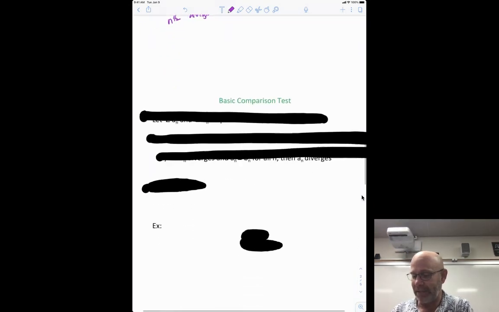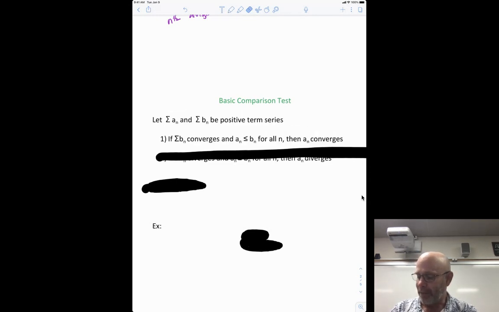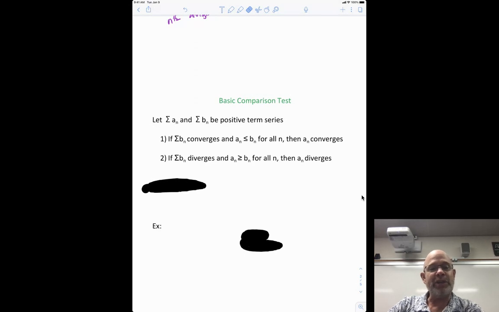Next test is called a basic comparison test. The basic comparison test says we have 2 series, and if one of the series converges, so in this case, if B sub n converges, but I also know the other series is smaller than that series for every term, then that other series has to converge also. So think about this. Let me draw you a little picture here. I have some series B sub n that converges, so it's going to converge to some number.